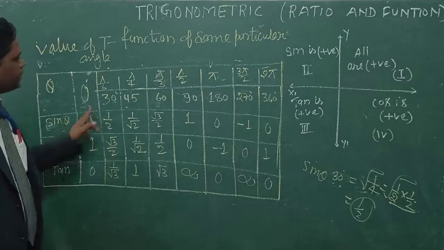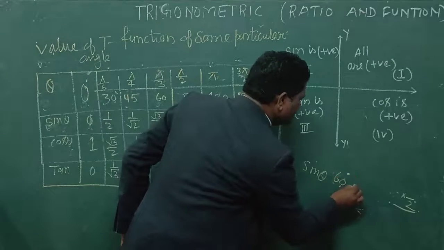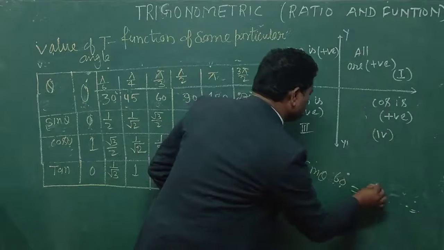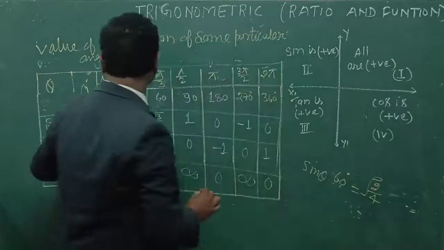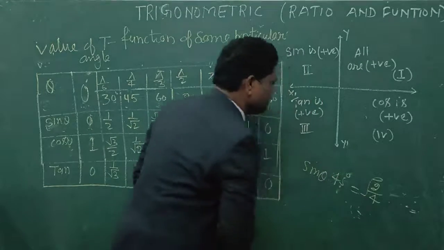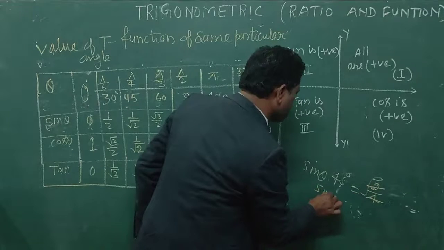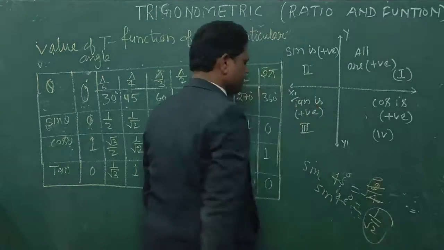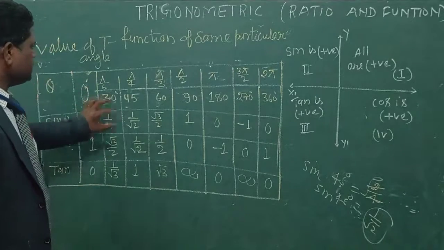After that, sin 45 degree. The root of 2 by 4, which is 1 by root 2. So sin 45 degree means 1 by root 2.